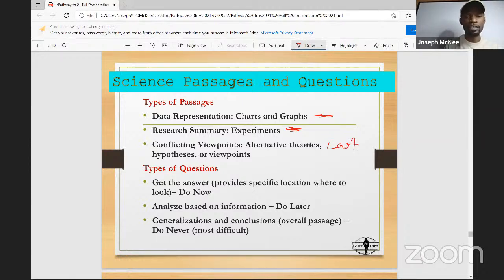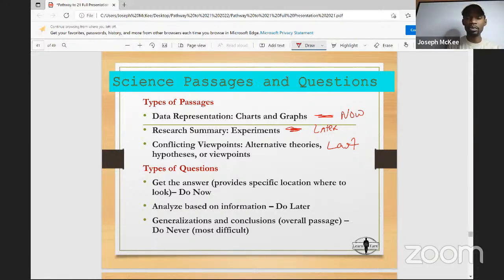The data representation, charts and graphs, these are pretty straightforward. So you may do those first. The experiments, research summaries are some that you do later. But again, this is totally up to you. As you go through your practice, you may find that the research summary experiment type passages are where you're most successful. So come test day, that's where you want to start. And then you move accordingly.